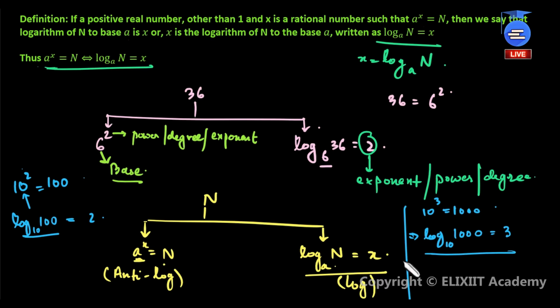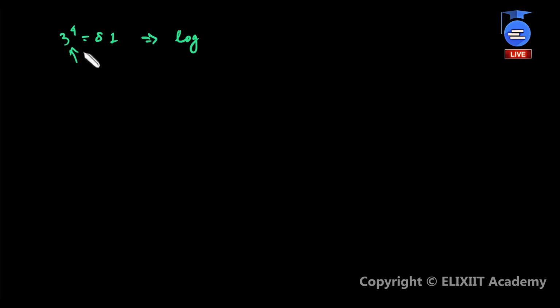So with the help of this, let's see some examples. Suppose I consider one more example, let's say 3 to the power 4. 3 to the power 4 is equal to 81. Right. So what do we write in terms of log? This is log base 3 of 81 is equal to 4. This is the logarithmic representation.